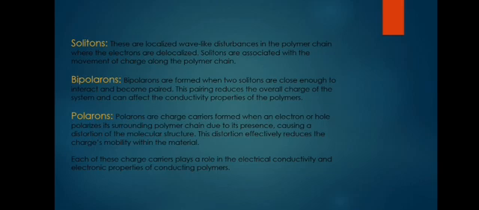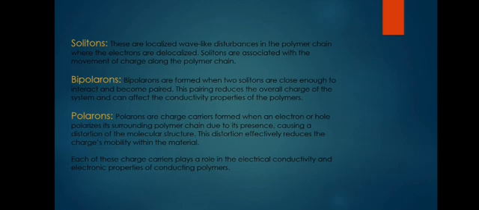Now let's talk about solitons, bipolarons, and polarons. Solitons are localized wave-like disturbance in the polymer chain, where the electrons are delocalized. Solitons are associated with movement of charge along the polymer chain. Now let's talk about bipolarons. Bipolarons are formed when two solitons are close enough to interact and become paired. This pairing reduces the overall charge of the system and can affect the conductivity properties of polymers.